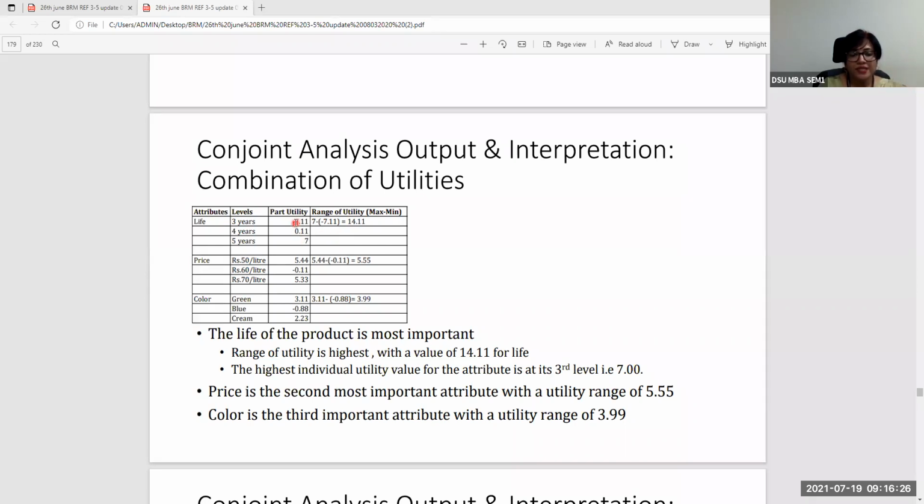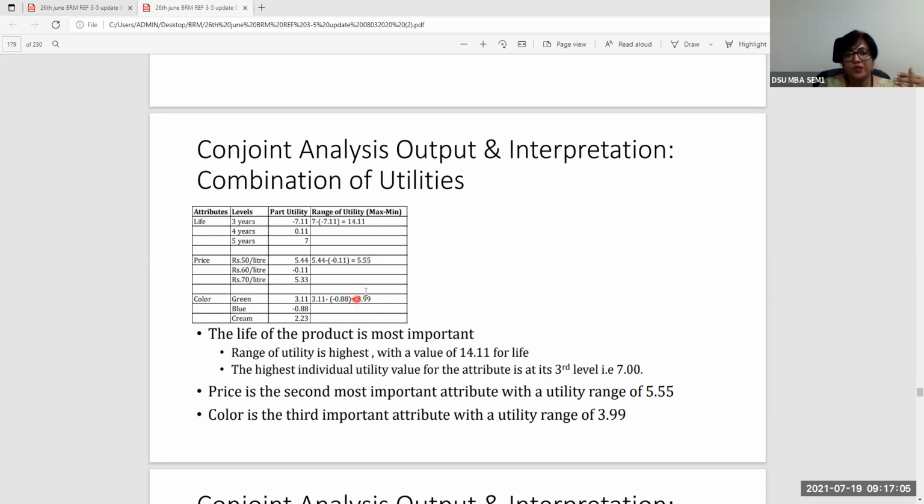So you will calculate the maximum for each of the attributes, what is the maximum level, minus the minimum utility indicator. So in this case, for example, for life, it is 7 minus, what is the minimum utility here? Minus 7.11. All right. So it is 7 minus within bracket. That is why it is written as minus 7.11, which basically means that once you open the bracket, you know that it will become an additive factor. So this is 7 plus 7.11, which is 14.11, which means the life aspect of the product has a range, a utility value, of 14.11.